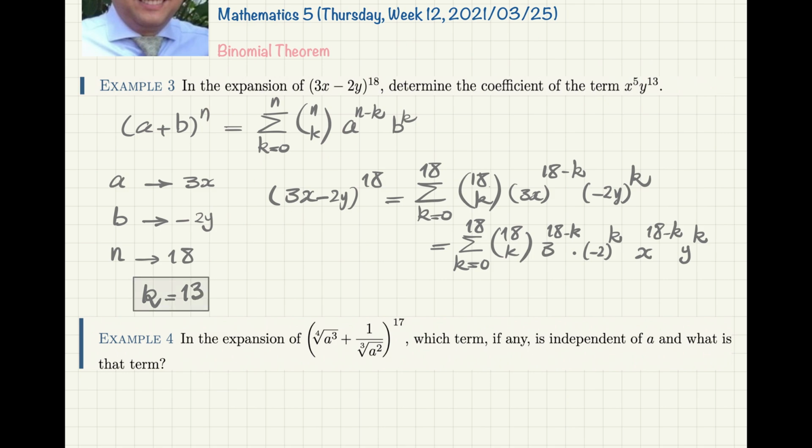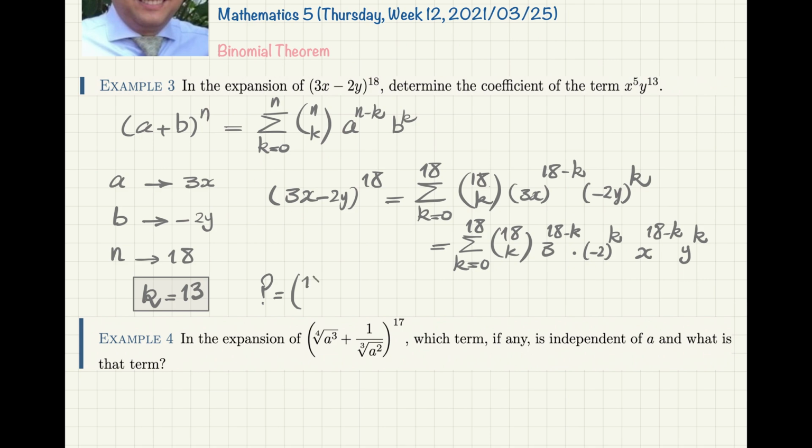Okay, and then what is the question? Determine the coefficient of this term. Coefficient means the number part, the multiplicative constant multiplied by that term. But this is not just this one. The whole expression is that number that you are looking for, but you found k is equal to 13. So what you need to answer, the question mark is equal to, you need to read this coefficient and replace k with 13.